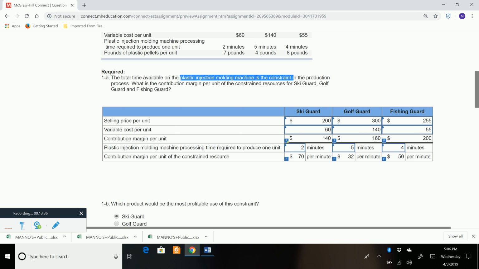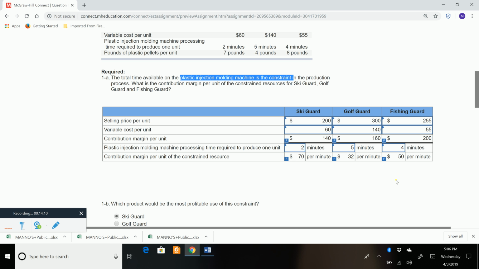So we have been told that a ski guard takes 2 minutes to make, a golf guard takes 5 minutes to make, and a fishing guard takes 4 minutes to make. Now that we know how many minutes it takes to make one, we can take our contribution margin, as an example with the ski guard, 140 divided by 2 minutes, that's $70 a minute. The golf guard, 160 divided by 5, that's $32 a minute. And the fishing guard, 200 divided by 4, $50 a minute.